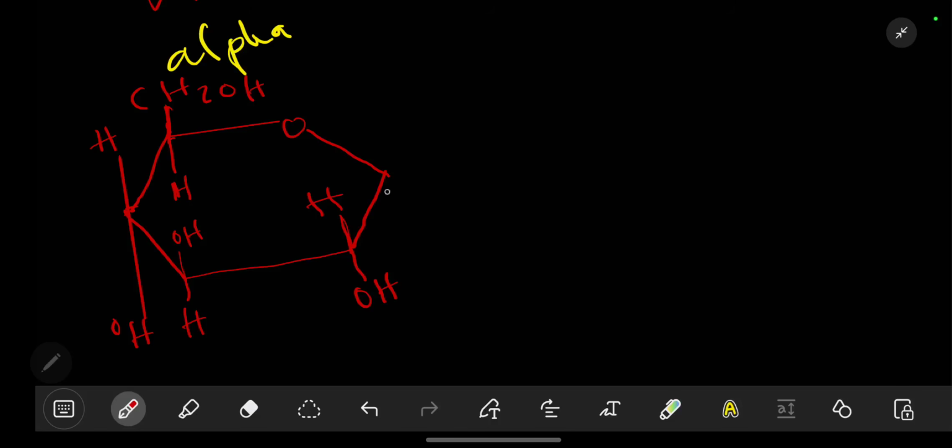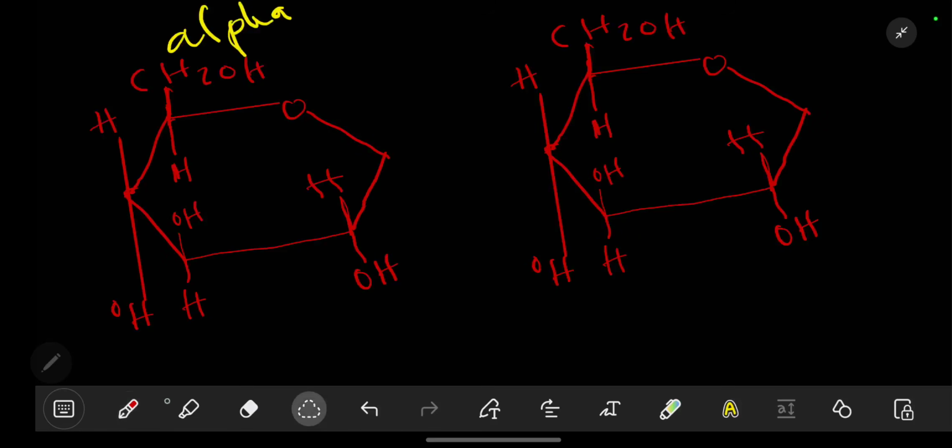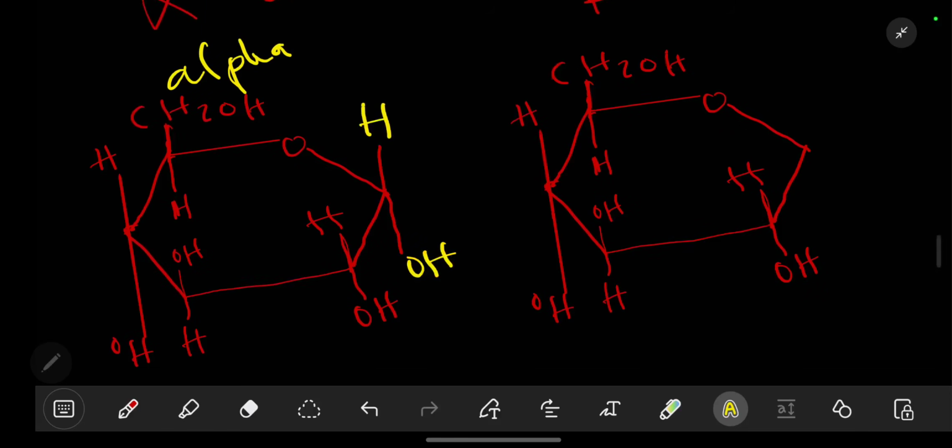So now the only difference is this side. So alpha, I told you to think of just the hydrogen atom. The hydrogen should be on top. Alpha means on top. So now the only difference is, for alpha glucose, there will be a hydrogen on top. Then here we are going to have OH like that. So this is how the arrangement is.